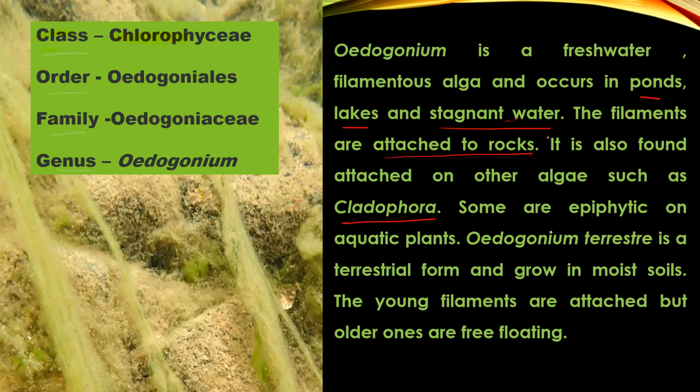This is an important point. So Oedogonium is also found attached on other algal species like Cladophora, right? Some are epiphytic on aquatic plants also. Oedogonium terrestre is a terrestrial form and grows on moist soils, right? The young filaments are attached, but the older ones are free floating. Clear?